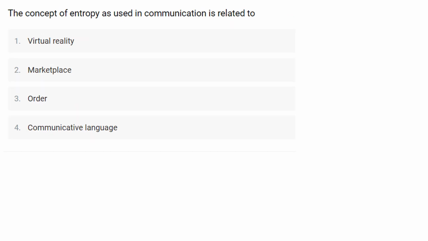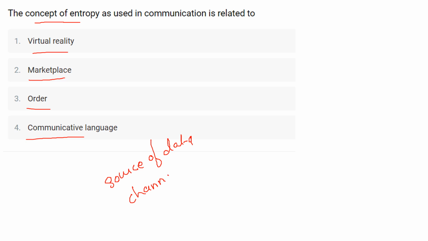The concept of entropy as used in communication is related to. So here in this question they ask about the concept of entropy, for which the first option is virtual reality, second one is marketplace, third one is order, and the last one is communicative language. Entropy in communication was originally created by Shannon as part of his theory of communication, in which the data communication system is composed of three elements: the source of data, the second component is the communication channel, and the last one is the receiver.